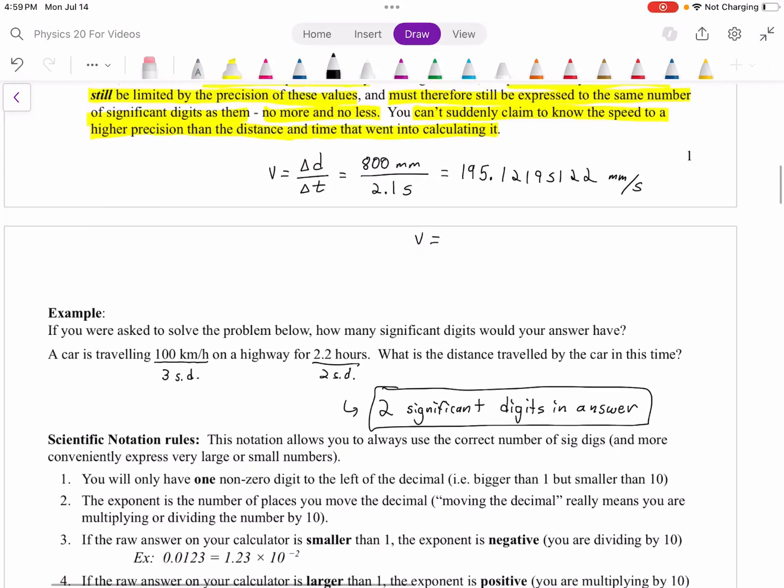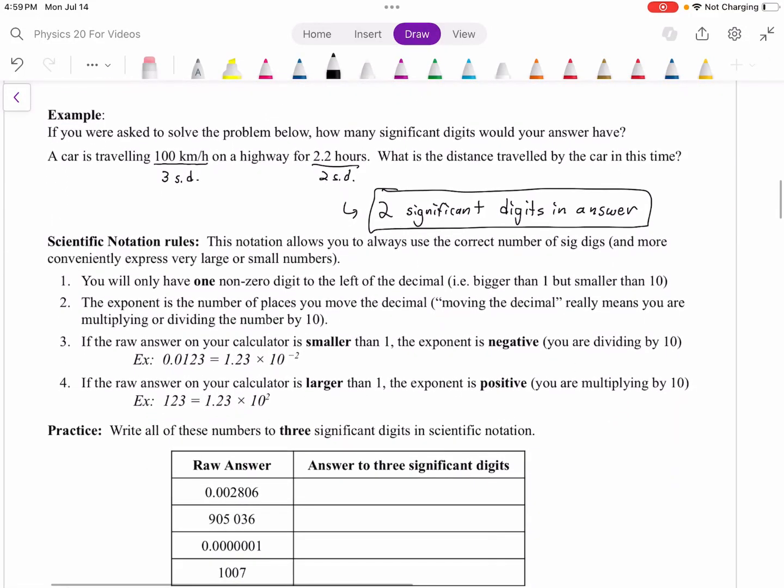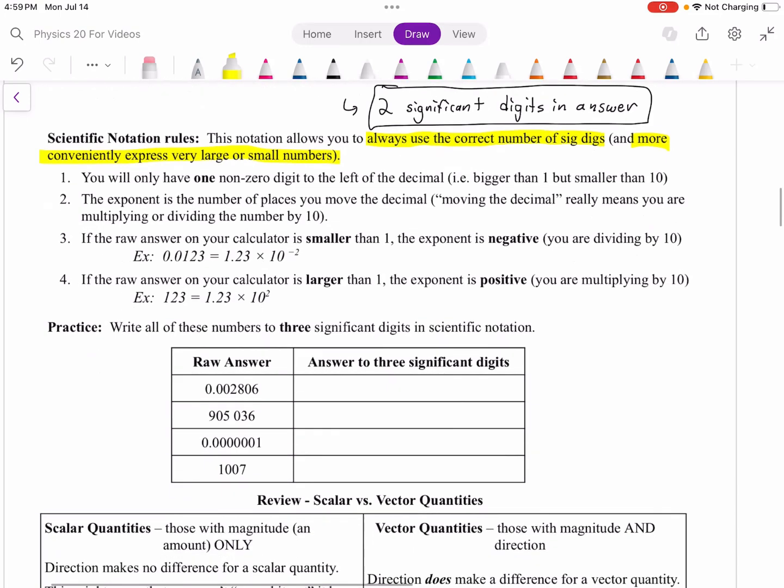Okay, so as we saw in this one, sometimes we're going to need scientific notation in order to actually use the appropriate number of sig digs. So scientific notation is a notation that allows us to A, always use the correct number of sig digs, and B, more conveniently express very large or very small numbers, which comes up more in Physics 30 when you're dealing with tiny numbers and huge numbers, but sometimes in Physics 20 as well, we will see tiny numbers and huge numbers that are a lot more conveniently expressed with scientific notation. So here's how scientific notation actually works, okay?